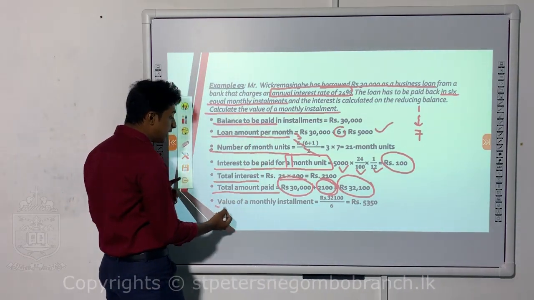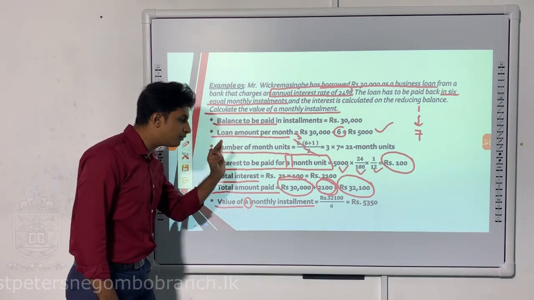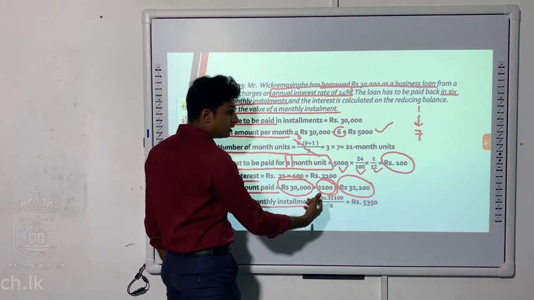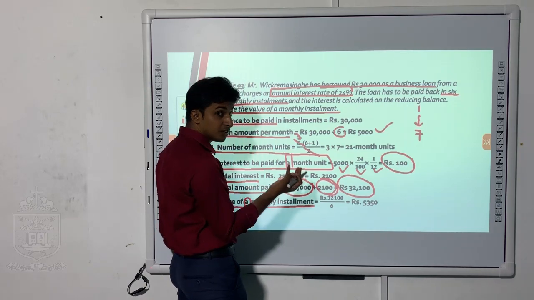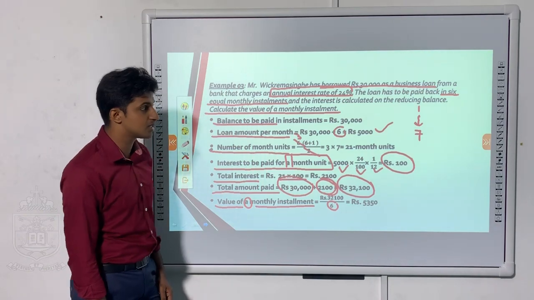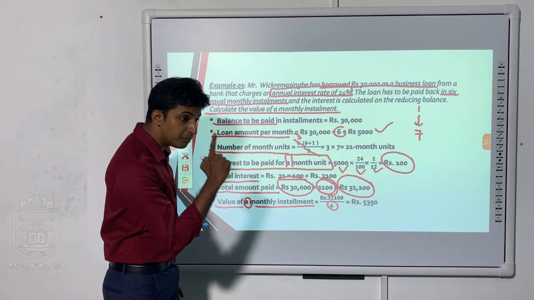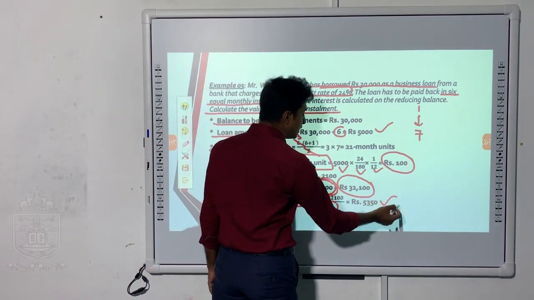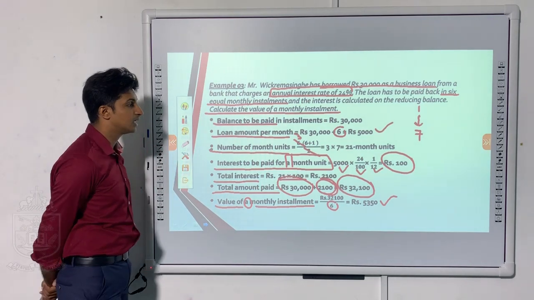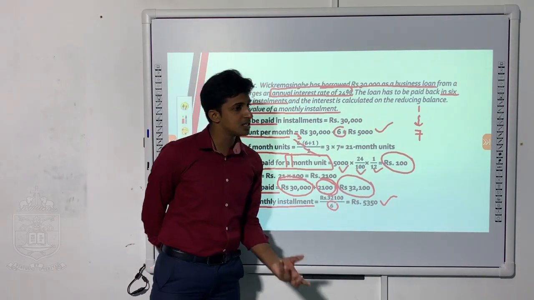Therefore, to calculate the value of a monthly installment, here we are going to take the total amount to be paid, that is 32,100, that is with my interest, and divide that by the number of monthly installments, 6. So 32,100 divided by 6. Therefore, for 1 monthly installment, I have to pay rupees 5,350.